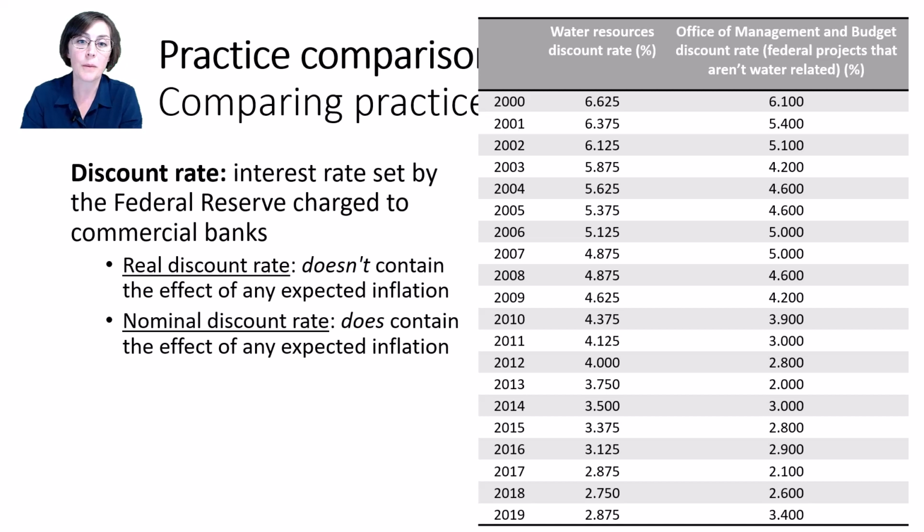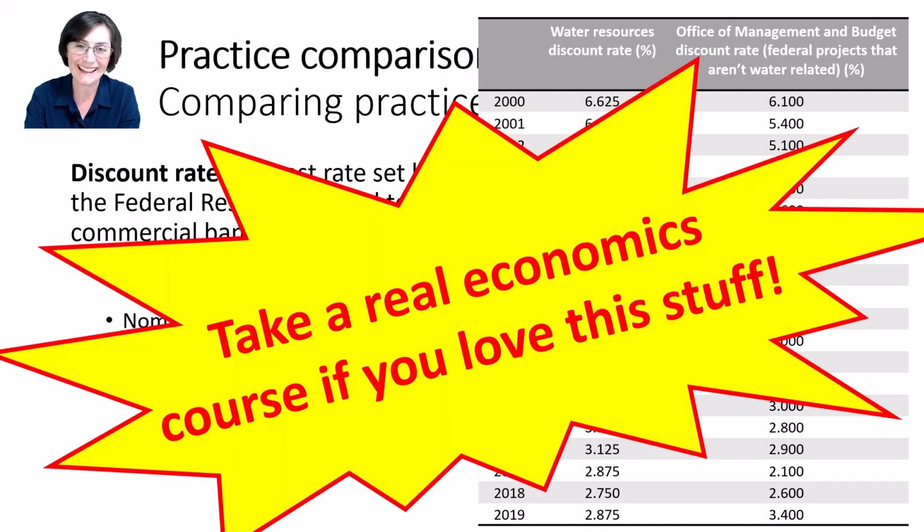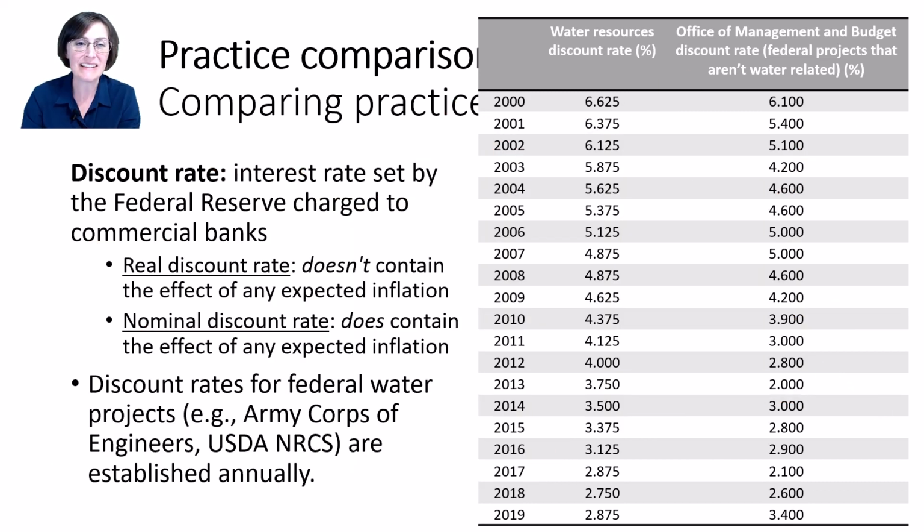I've mentioned the term discount rate a couple times, so let's define that. In finance, this is defined as the interest rate for lending set by the Federal Reserve. There are two kinds of discount rates. A real discount rate does not include inflation, whereas a nominal discount rate does consider inflation. I will highlight again that if you're really interested in this stuff, you should take an economics course. The important thing for us to know is that the discount rate is what makes it algebraically possible to compare cash flows occurring at different times.